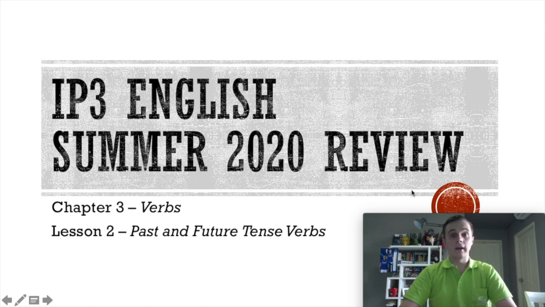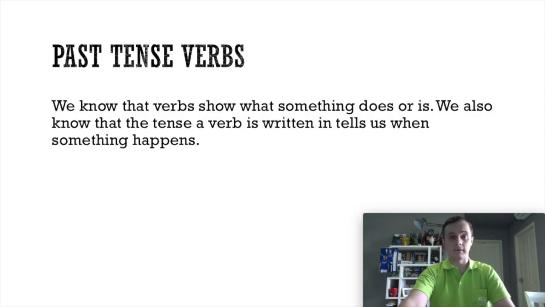So last week we started English chapter 3, verbs, and we were talking about present tense verbs. This week we are going to be talking about past tense and future tense verbs. So let's get started. Okay, so English chapter 3, verbs, lesson 2, past and future tense verbs.